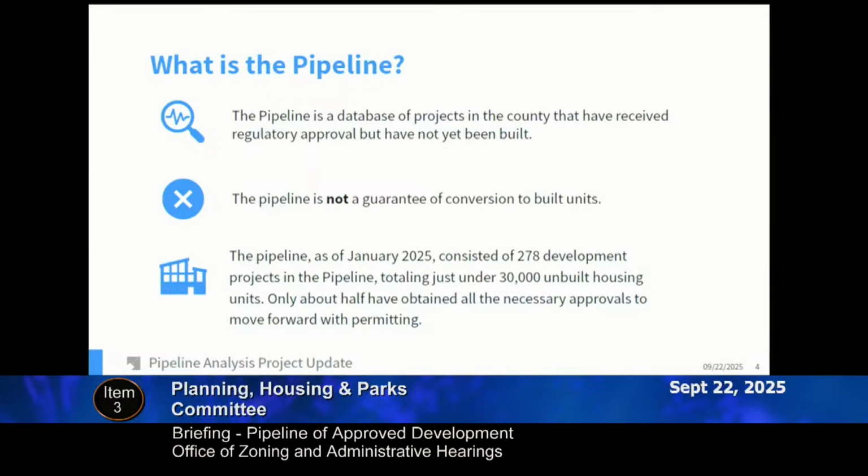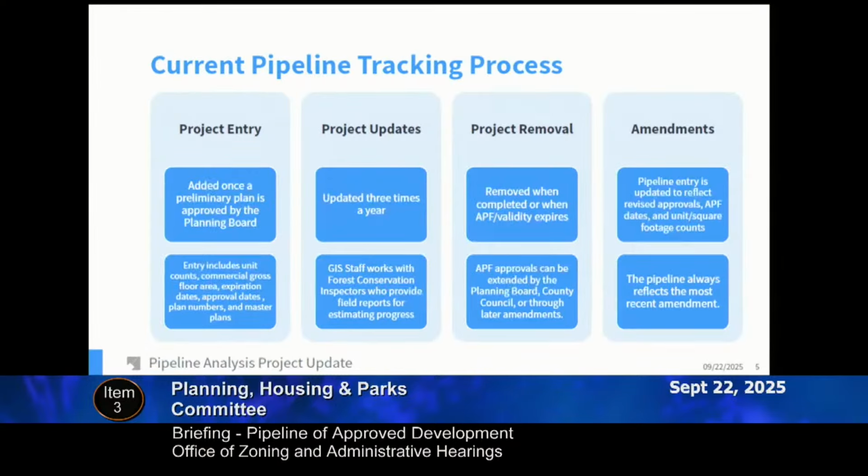The pipeline, when we began this project in February, consisted of 278 development projects, accounting for just under 30,000 unbuilt housing units, which includes both fully unbuilt projects and partially unbuilt ones. Next slide.